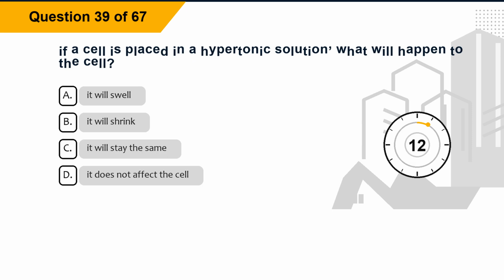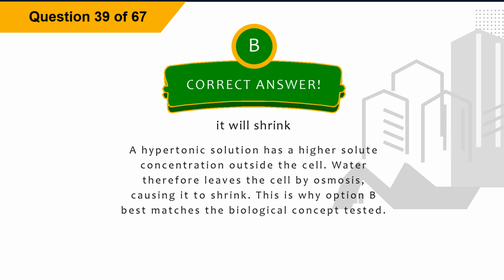Question 39. If a cell is placed in a hypertonic solution, what will happen to the cell? Option A, it will swell. Option B, it will shrink. Option C, it will stay the same. Option D, it does not affect the cell. The correct answer is option B, it will shrink. Explanation. A hypertonic solution has a higher solute concentration outside the cell. Water therefore leaves the cell by osmosis, causing it to shrink. This is why option B best matches the biological concept tested.